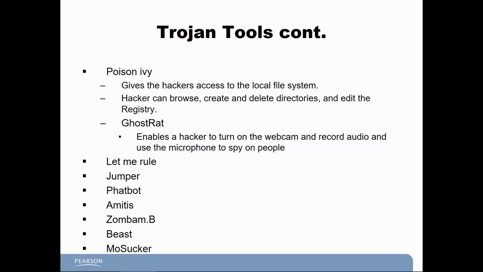Other tools could be like Poison Ivy, that gives hackers access to the local file system. That way the hacker could browse, create, and delete directories, as well as edit our registry. Ghost RAT enables a hacker to turn on the webcam and record audio and microphones, basically spying on people. Numerous other Trojan tools are out there, like Let Me Rule, Jumper, Fatbot, Amitis, Zombie, Suckers, Beast, and so forth. Again, each one does specific tasks.